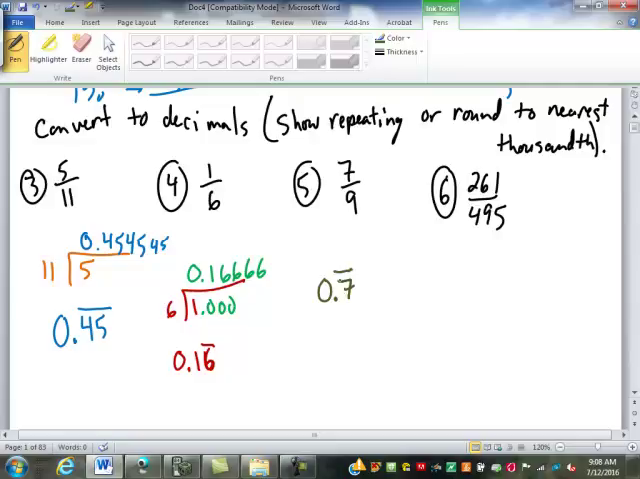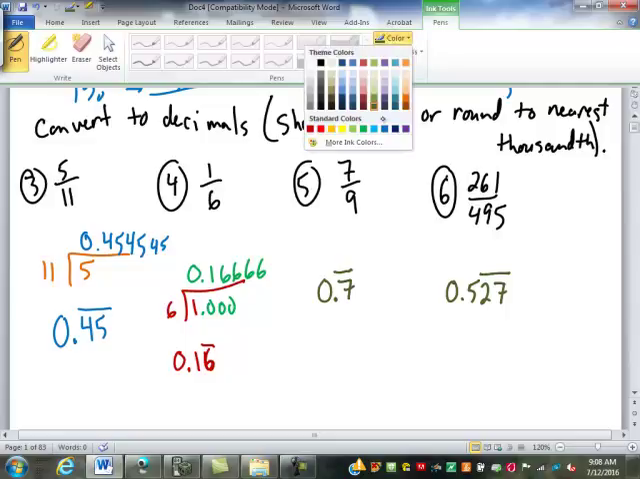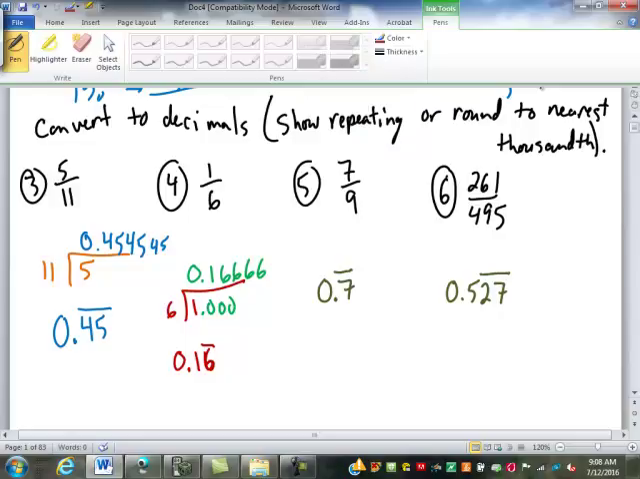Now 261/495 I did intentionally. Did anybody get an answer for that one? Perfect. 0.527272727. So it's the bar over the 2 and the 7. The 5 does not repeat, but the 2 and the 7 do keep repeating. Any questions?